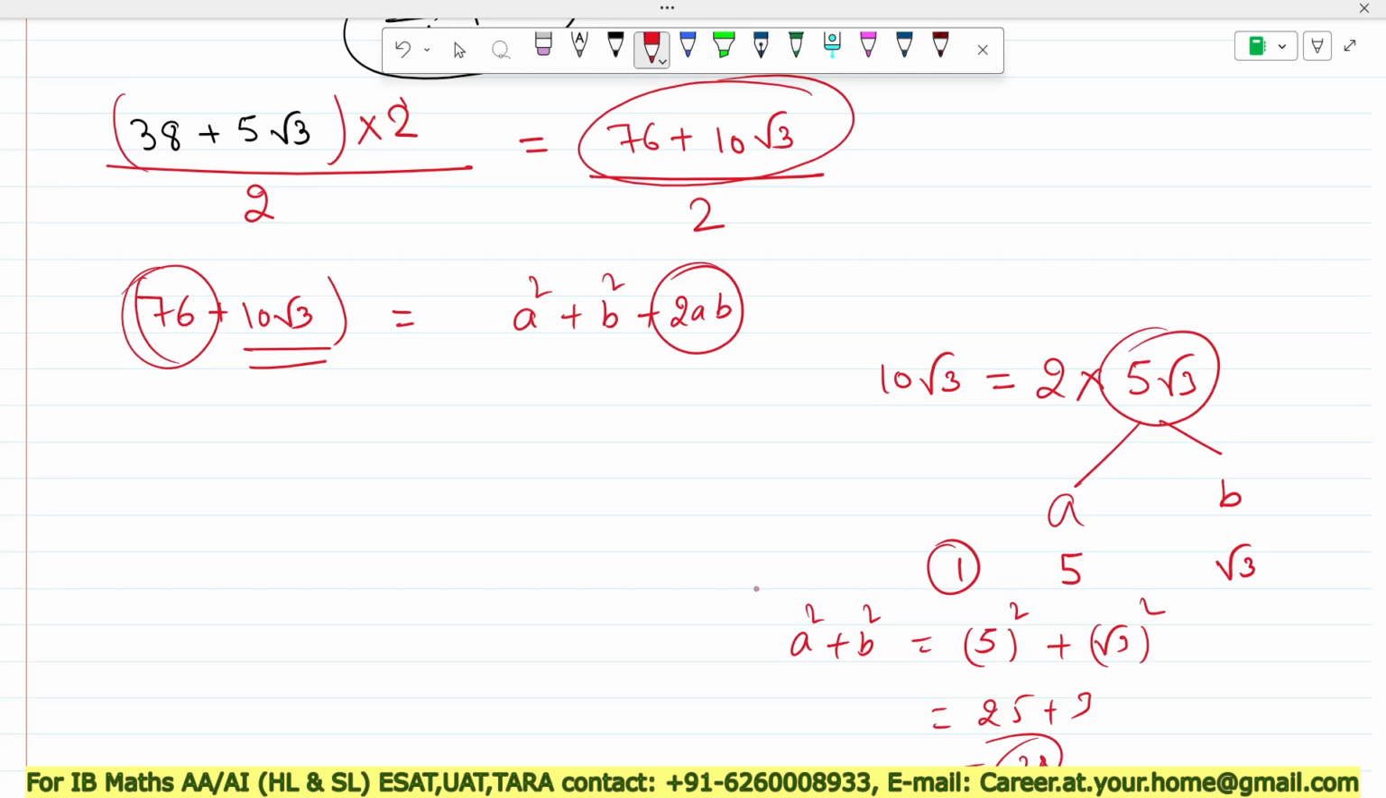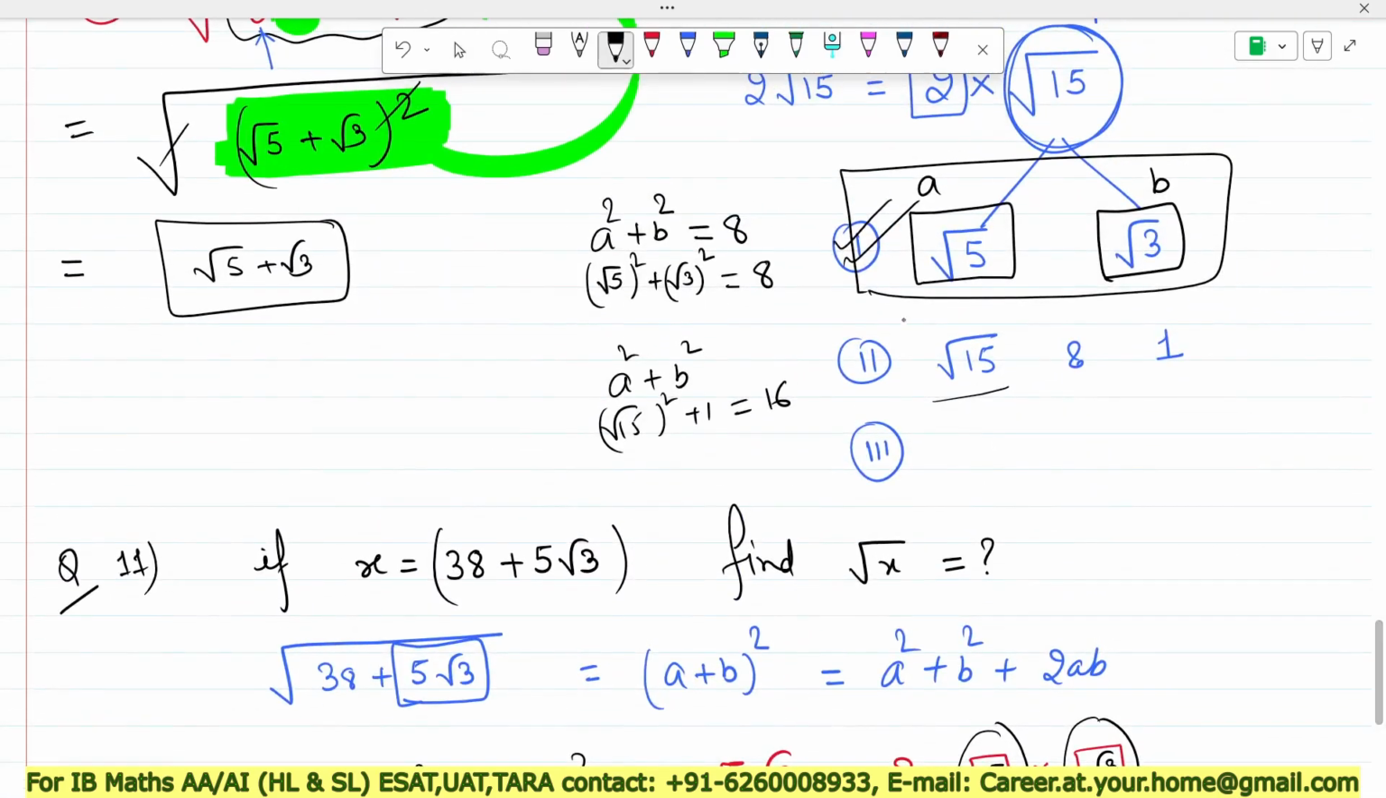Will it work? No. Any other factor? 5 root 3, no. Then any other option? Okay, what are the other options? We can take 5 root 3 and 1; this will also be a factor pair, right? We have done this kind of situation. For example, I have taken root 15 and 1. These are also two factors, right?